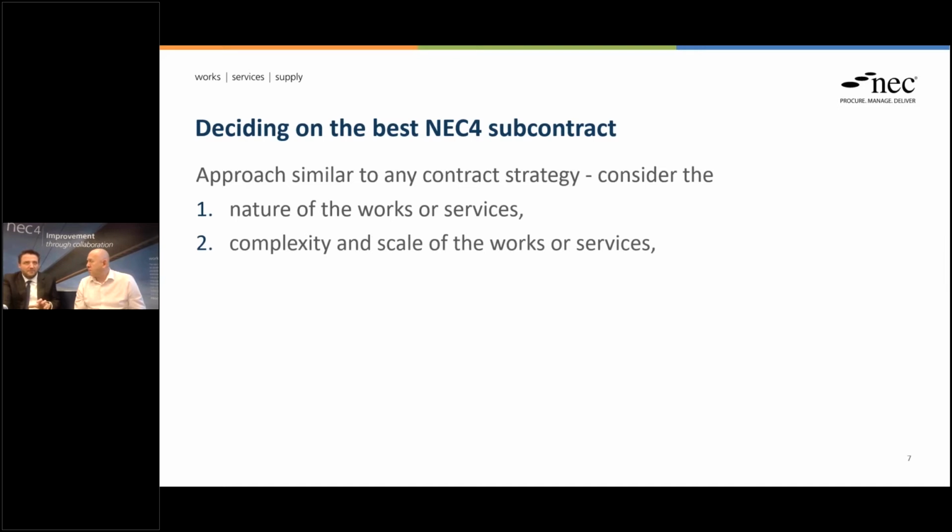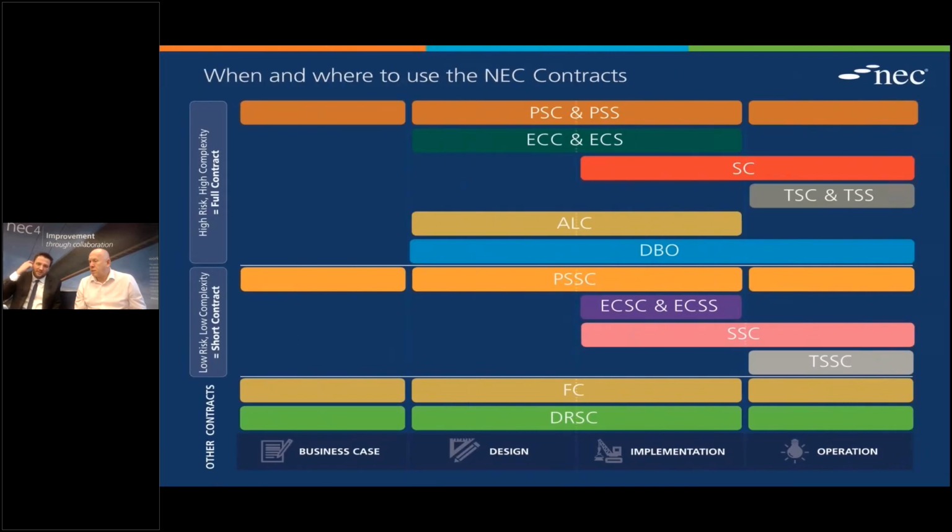Quite a lot of people immediately think in terms of money, but I always think this next chart is very helpful. If we think about a continuum of all the activities you might have in construction, from business case, design, implementation through to operation, then up the y-axis, rather than think about money or value, we tend to think in terms of complexity or sophistication.